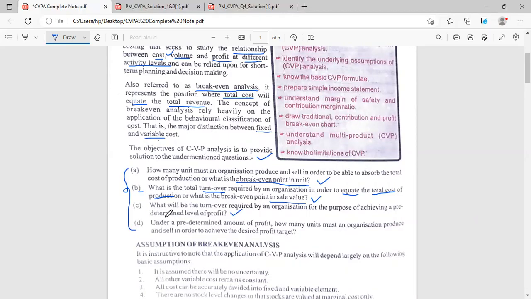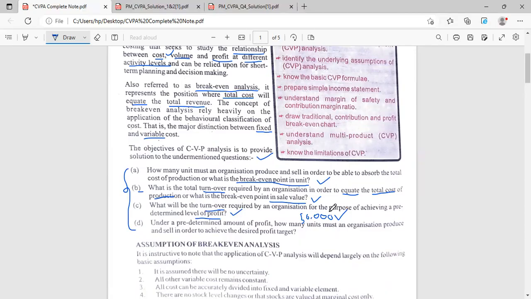Are you getting it? Yes, sir. Okay, so C says, what will be the turnover, which I said turnover is sales, required by an organization for the purpose of achieving a predetermined profit level? Here the manager wants to know how much we are going to sell to get a profit of 50,000. If you have somebody that is dealing in the sale of a particular product and the person wants to know how much he should sell so that he makes a profit of 50,000, you can use CVPA to determine it.